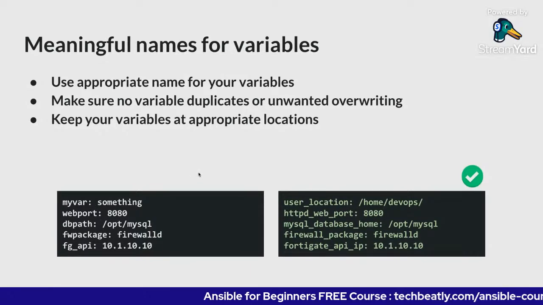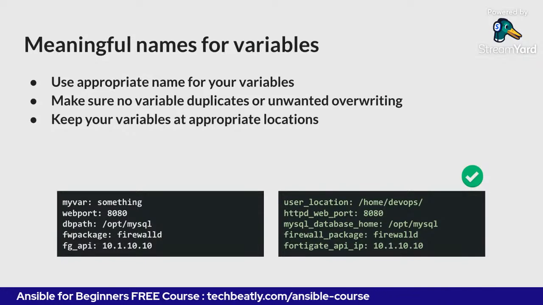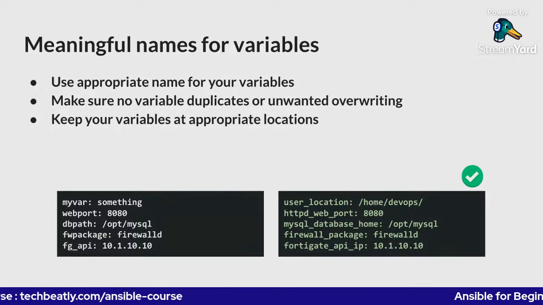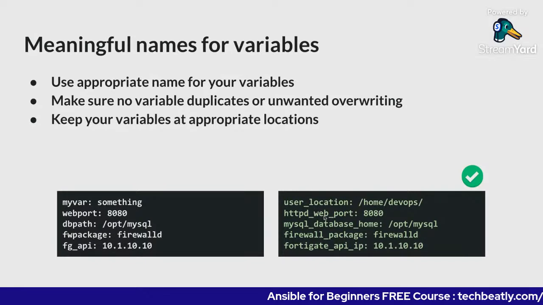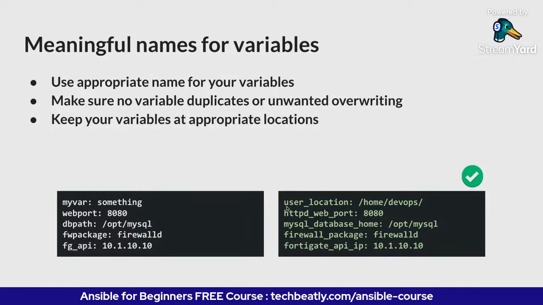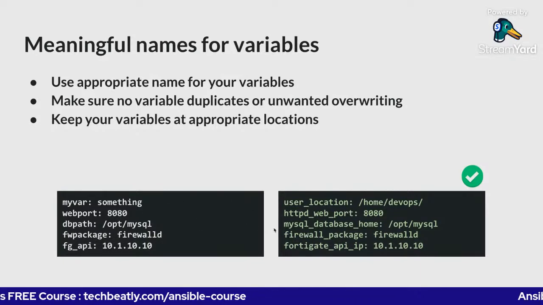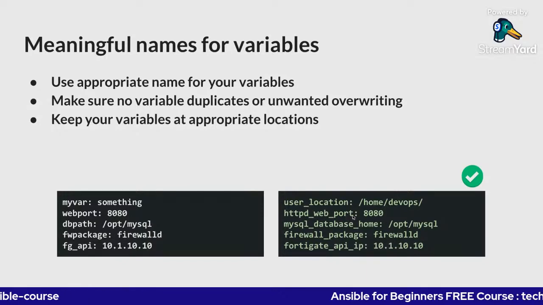Maybe you use something like myvar, and again you use another myvar somewhere, and your playbook is behaving in some weird way. So don't use that. Try to give a meaningful name. Like, okay, instead of myvar I use user_location_home_dir. This is more meaningful, and I will know, okay, this is for user location. And instead of web port, I use httpd_web_port. So you can extend the name like that.